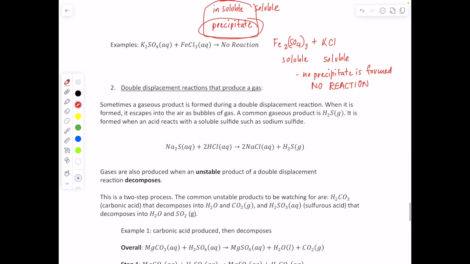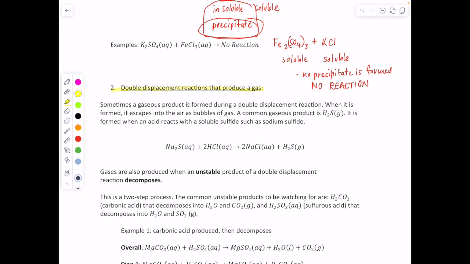Next, we have double displacement reactions that produce a gas. Sometimes a gaseous product is formed during a double displacement reaction. When it is formed, it escapes into the air as bubbles of gas. A common gaseous product is hydrogen sulfide gas. It's formed when an acid reacts with a soluble sulfide, such as sodium sulfide.